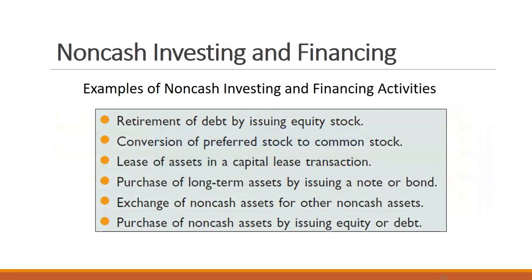We would also have any non-cash investing and financing activities. Those non-cash financing activities are usually just part of a note to our statement of cash flows, where we would put a note underneath and show this. So we have things like retirement of debt by issuing stock, conversion of stock, leasing assets in a capital lease transaction, purchasing long-term assets by issuing a note or a bond, or other things that we do where we don't actually exchange cash with anyone.